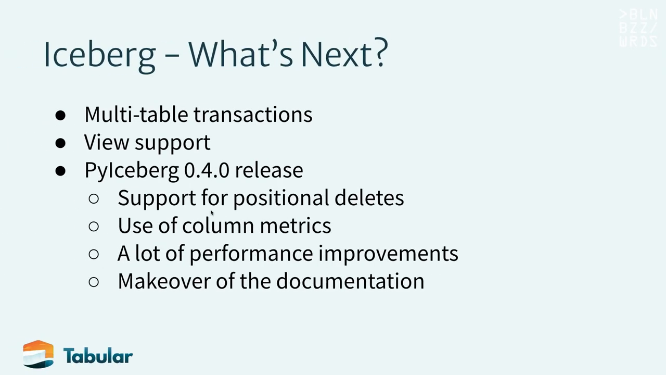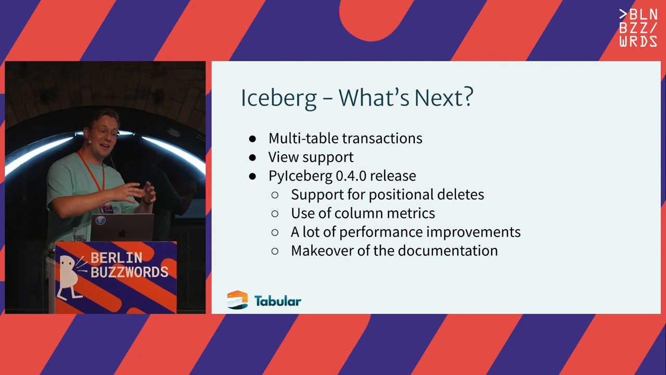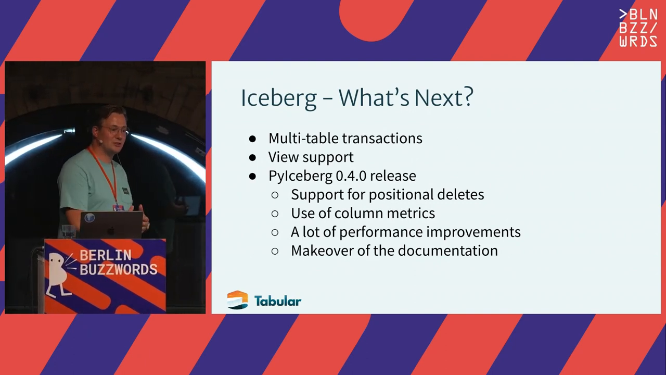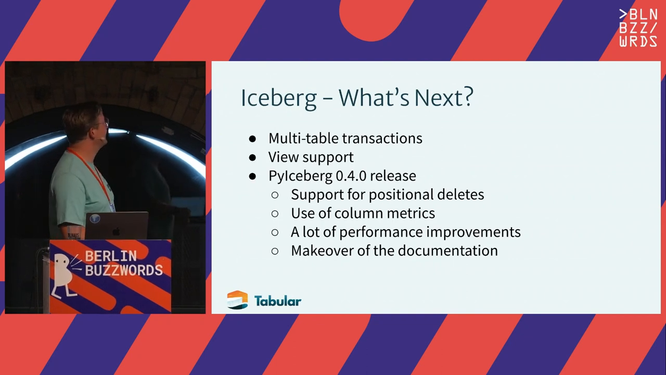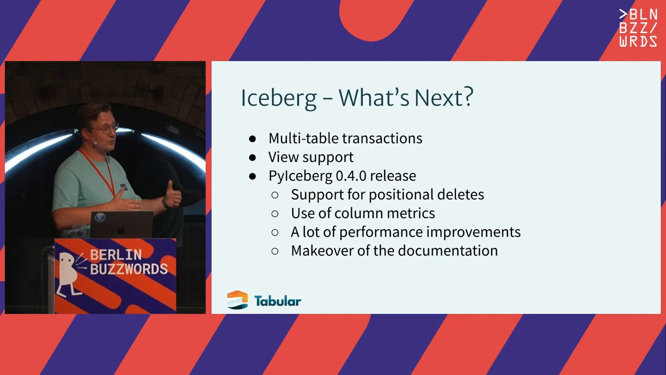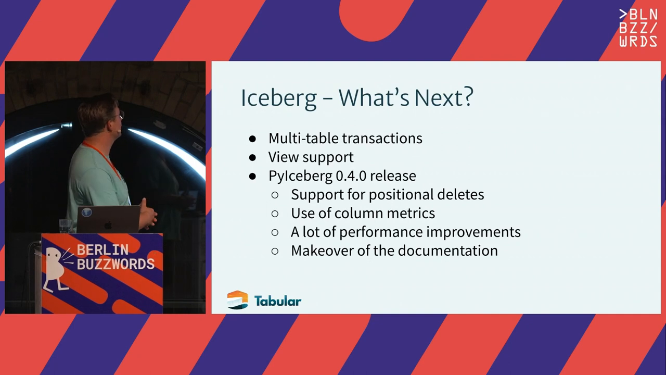So a bit looking ahead, what's next? The community is working on the multi-table transactions, which is quite exciting. Now we can do ACID operations on one table. But if you have multiple tables that are joining to each other, you want to have referential integrity. Multi-table transactions will allow you to, for example, do a commit, adding files to multiple tables in one atomic operation.